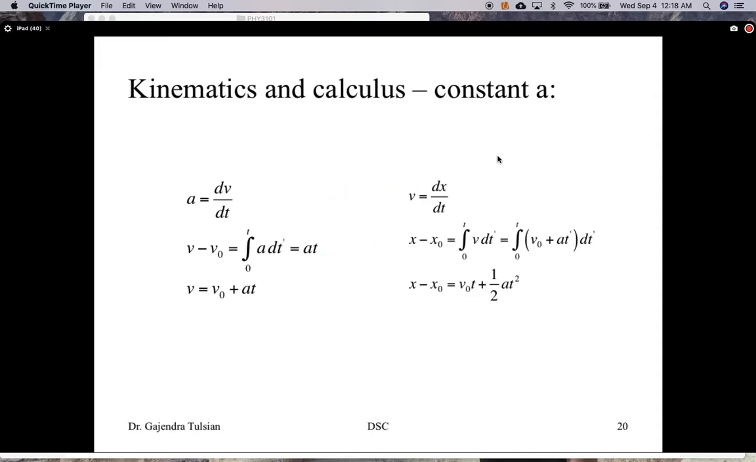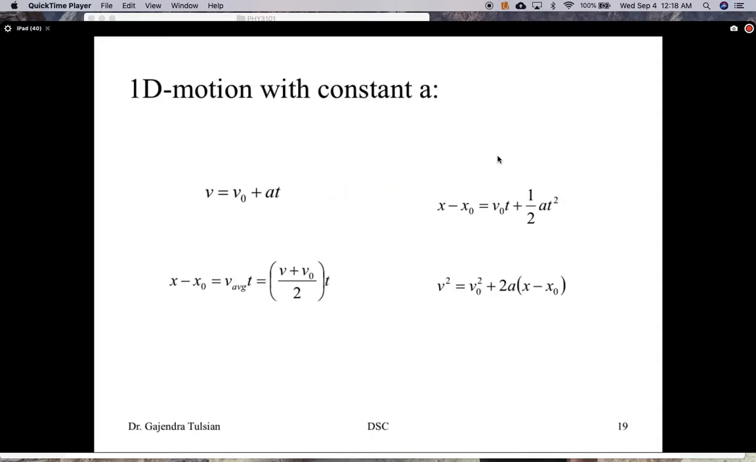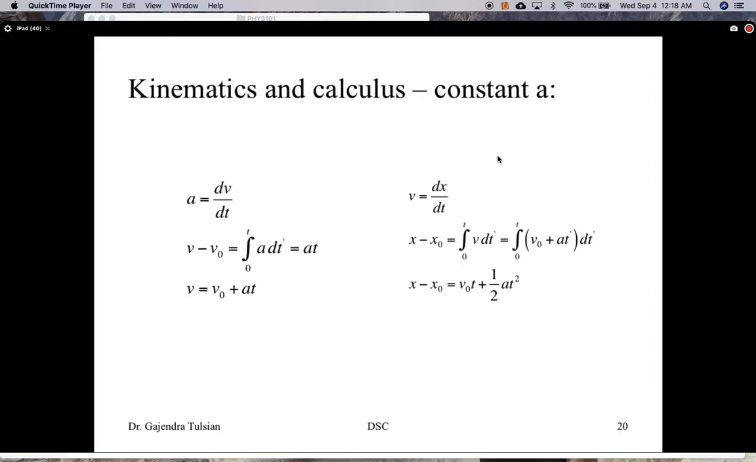Of course, this slide derives these four kinematic formulas. So you can go through this derivation.